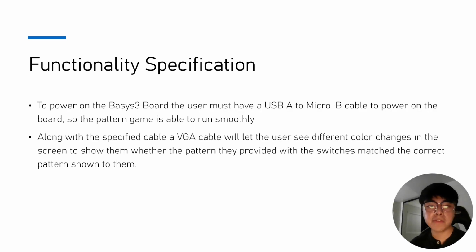As for the functionality specification for this game, here are the following things the player must have. To power on the base ES3 board, the user must have a USB-A to micro B cable so the pattern game is able to run smoothly. Along with the specified cable, a VGA cable will let the user see different color changes on the screen to show them whether the pattern they provided with the switches matches the correct pattern shown to them.